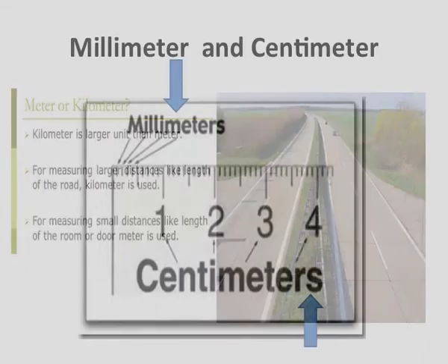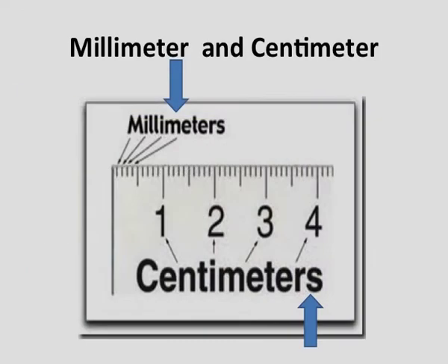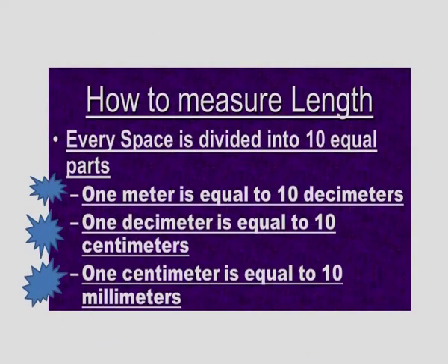There are 3 units smaller than meter for measuring smaller length. They are decimeter, centimeter and millimeter. Therefore, 1 meter is equal to 10 decimeter, 1 decimeter is equal to 10 centimeter, 1 centimeter is equal to 10 millimeter. So, in all this you have seen 7 units of measuring length.